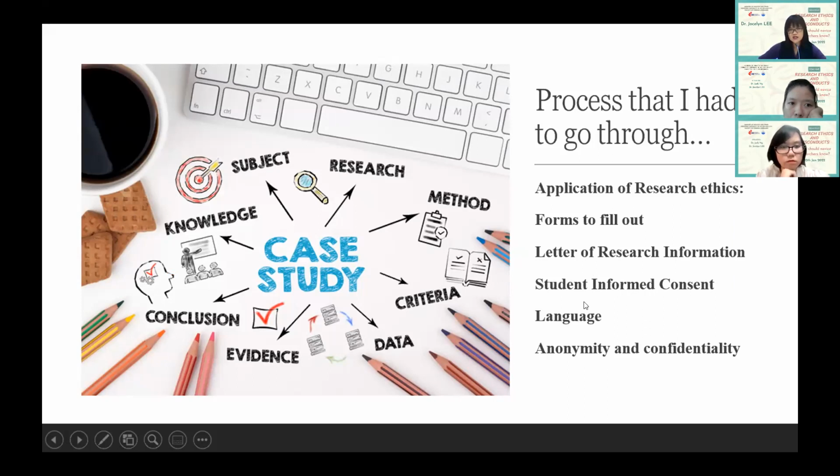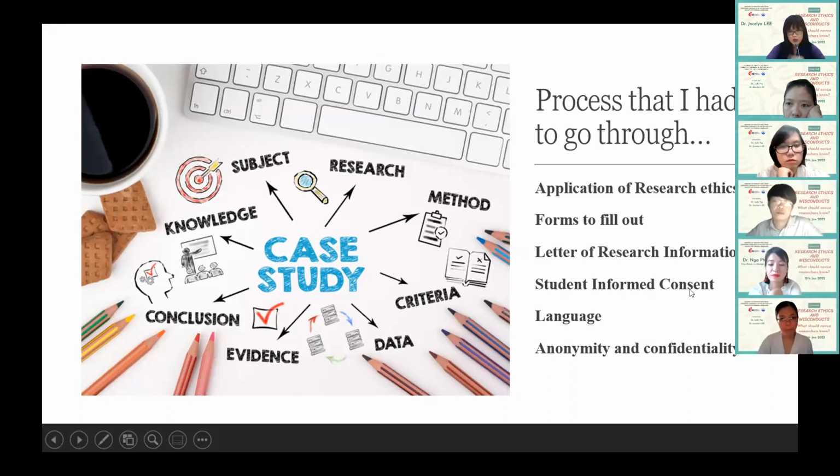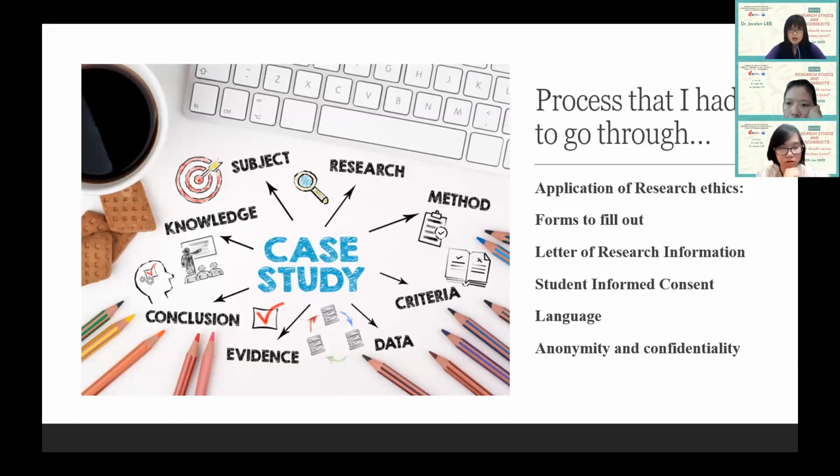Then you have to get the consent. So I had my student informed consent. I put it in bilingual, because my students are bilingual. Malay could be their first language, right? So I put bilingual. This is to make them feel comfortable. They understand what they will go through, right? We don't want to keep them in the dark. So language here is pretty important, right?